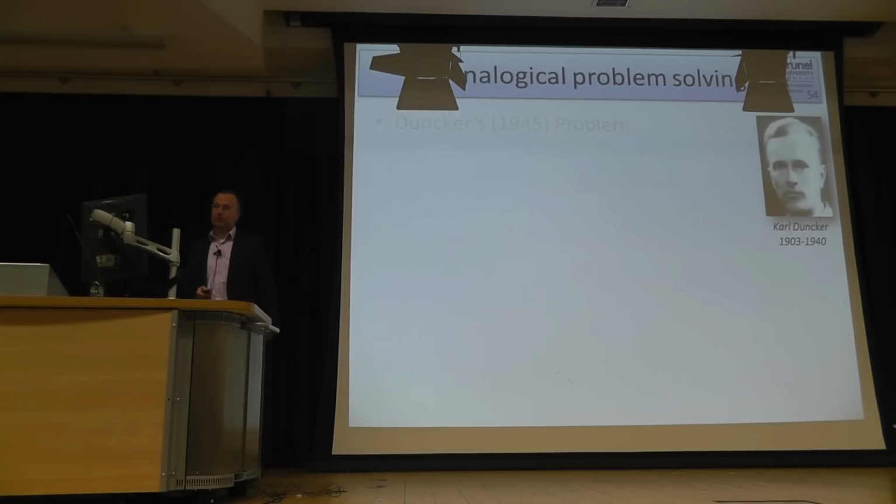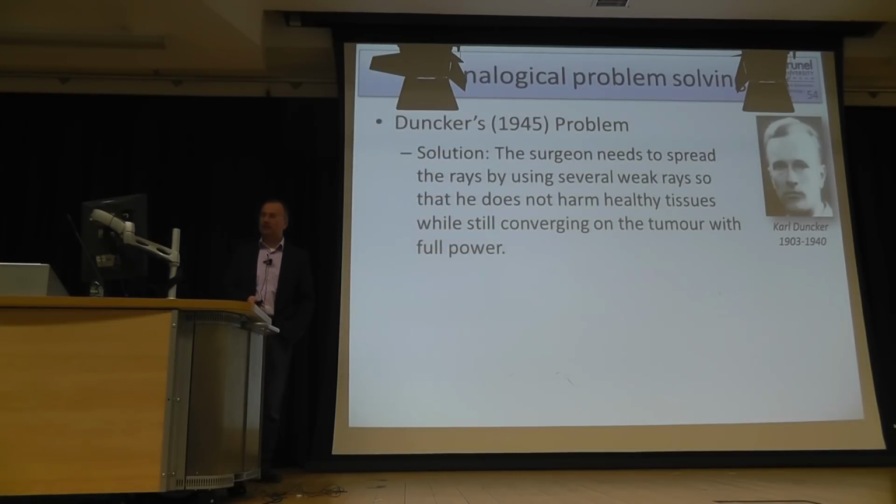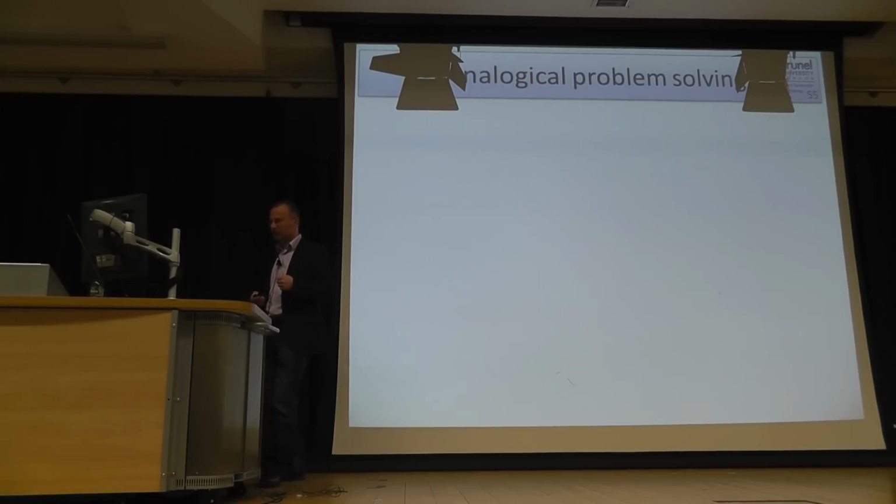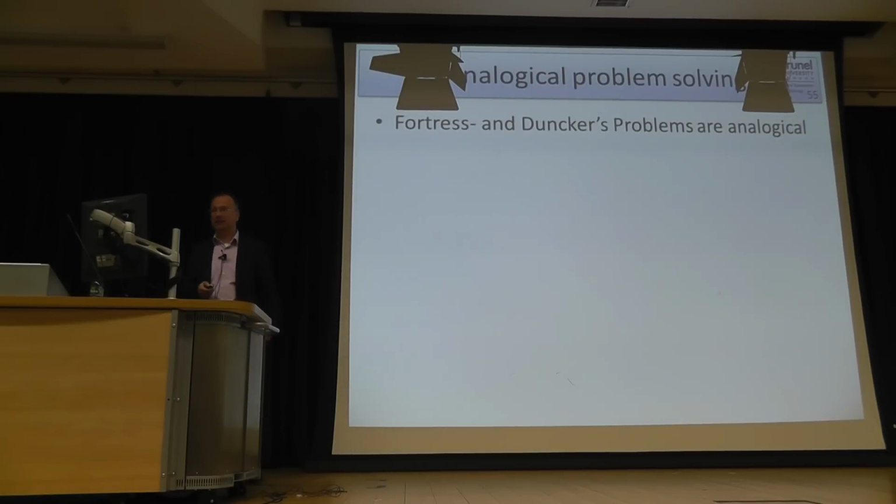Okay, the solution to that would be that you spread the rays so that you, for instance, have a couple of sources and they all meet at the point of the tumor. So at the point where they converge, they have the full power, but the surrounding tissue only gets the radiation of a single ray. So maybe that's along the lines of what you meant.